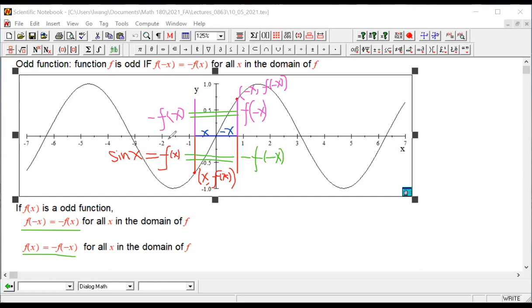What is the negative of sine x? We know that if this piece flips over, we get over there, right? So the red flips over, that's going to be negative of sine x. What is f of negative x? That's going to be sine of negative x. And what is this? This negative is sine of negative x, that's right. Negative sine of sine negative x.